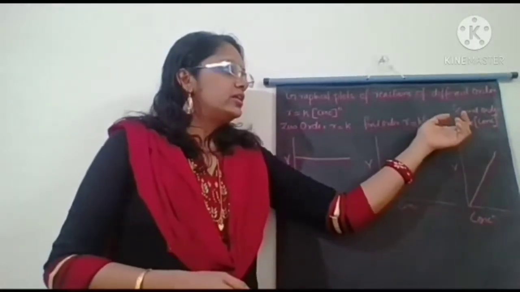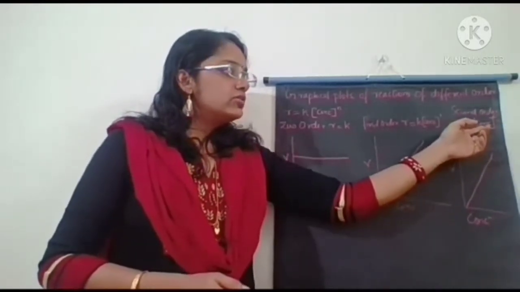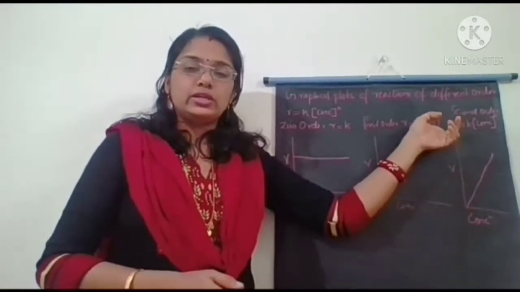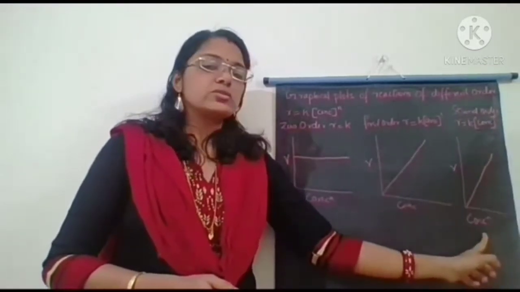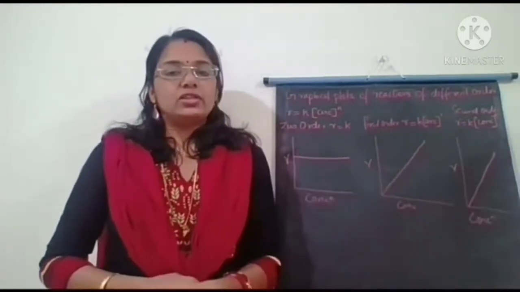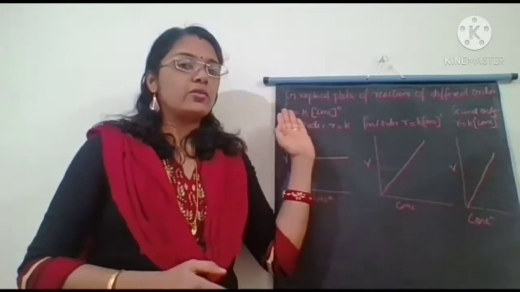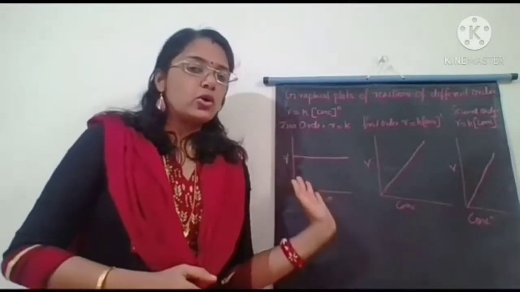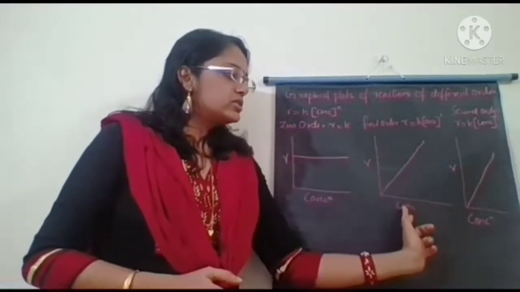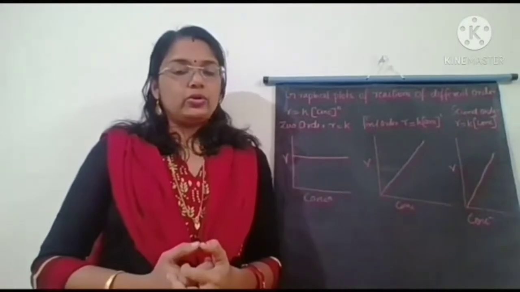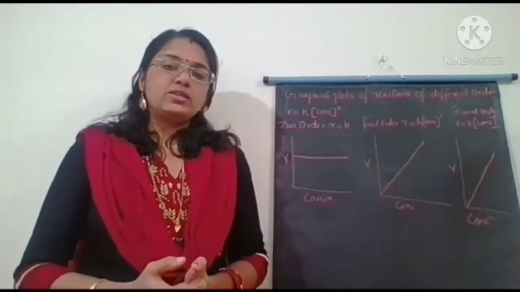Again, for a second order reaction, we can write the rate equation as R is equal to K into concentration raised to 2. Here also, as the concentration of the reactant increases, the rate of the reaction also increases. So when we plot a graph for a second order reaction between the rate on the y-axis and the concentration on the x-axis, we will get a straight line with a positive slope. So for every order of reaction, we can plot a graph based on the rate equation. For a zero order, the rate is independent of the concentration of the reactant, so the graphical plot will be like this. For first order, second order or any other order, the rate depends upon the concentration of the reactant, so we will get a graph like this, a straight line with a positive slope.